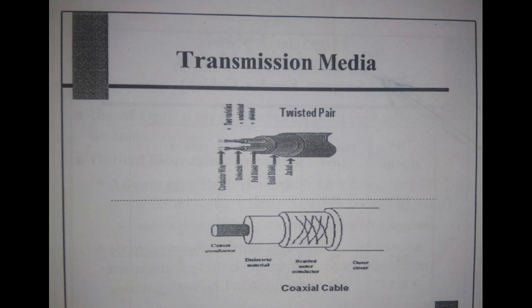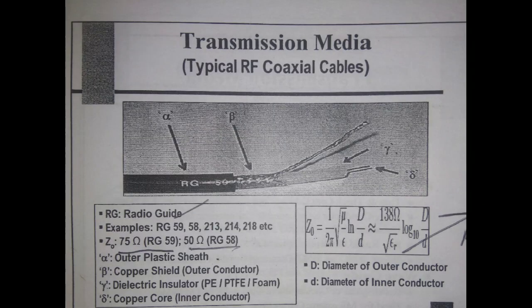So here we can see that inside is a conductor, then there is a dielectric, then over that there is a braided conductor for reducing the crosstalk and noise, and after that there is an outer covering. So in this diagram we can see an explanation of a typical RF coaxial cable.